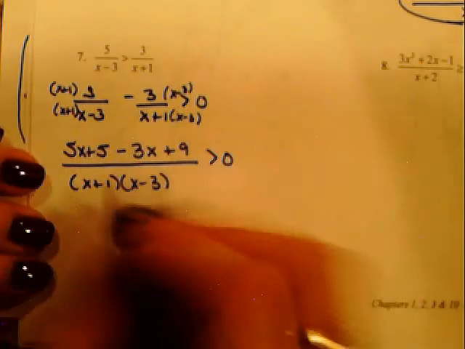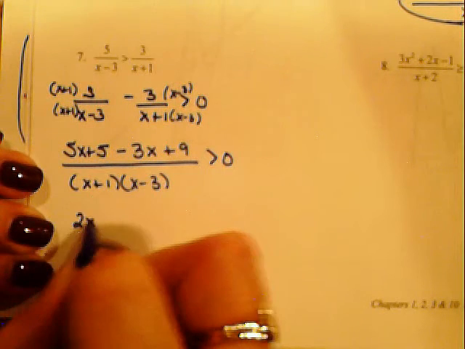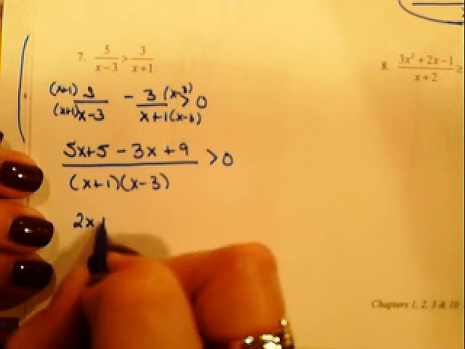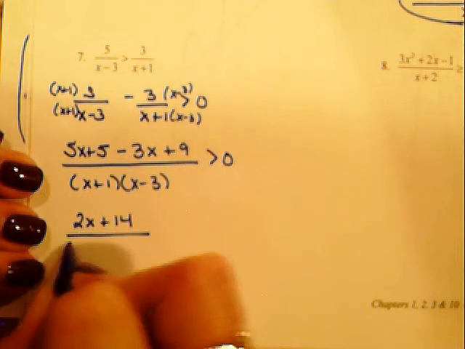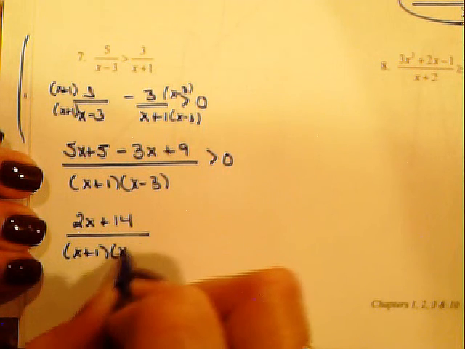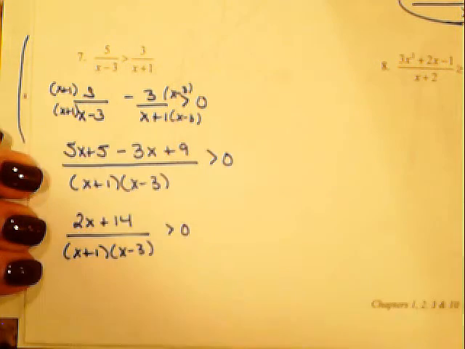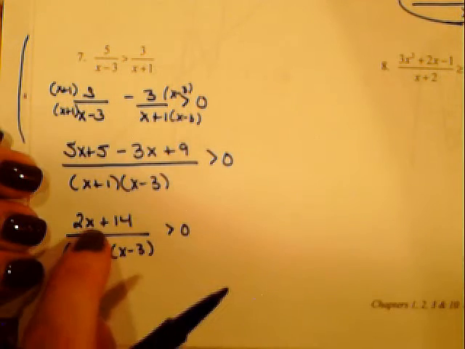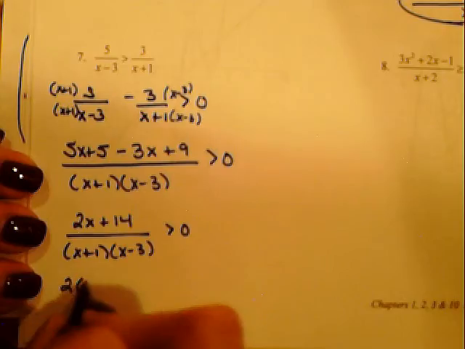So now I simplify the numerator, 5x minus 3x is a 2x, 5 plus 9 is a positive 14, over x plus 1 times x minus 3 greater than 0. The only factoring I can do in the numerator is I can factor out a 2.